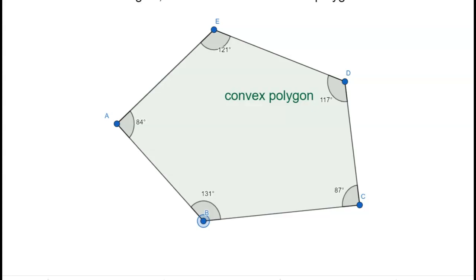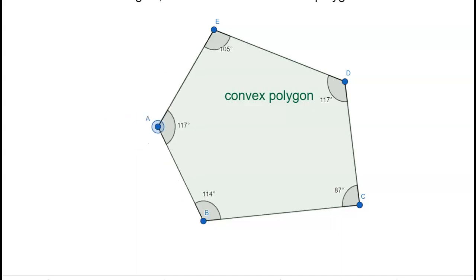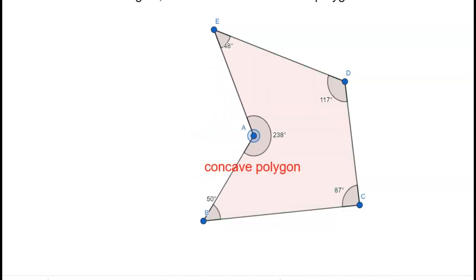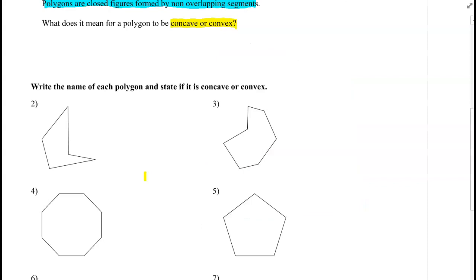So one view of a convex polygon is that all the angles are less than 180 degrees. If you move this point in, say point A, once you get the angle to be more than 180 degrees, it becomes a concave polygon. So if you look at examples 2, 3, 4, and 5, you can hopefully visualize that angle for problem 2 and problem 3, that both of these are concave. In contrast, number 4 and 5 are convex because all the angles are less than 180.